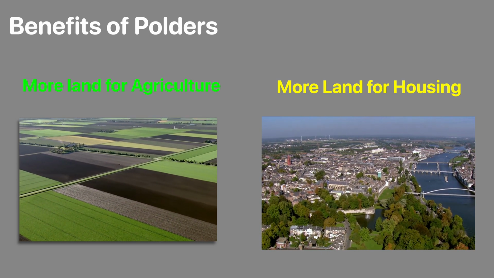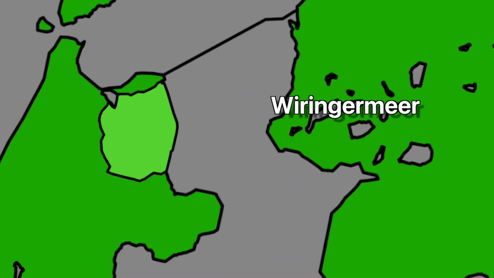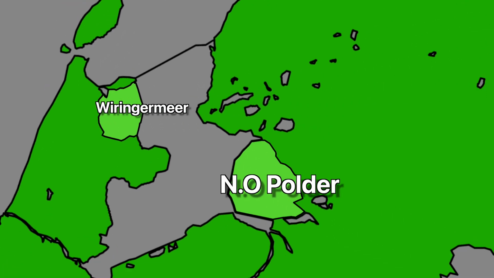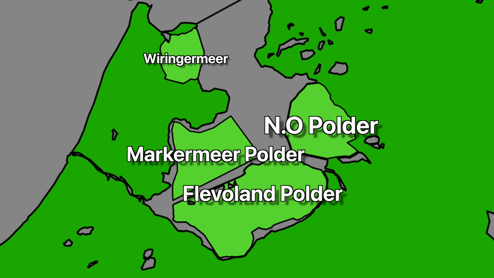The Dutch were to use a poldering method to make the new polders. The first one was in the north, a small polder called Wieringermeer. The second was the Noordoostpolder, then the Flevoland polder, and then finally the Markerwaard polder.